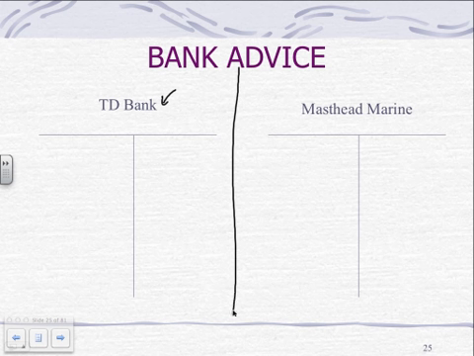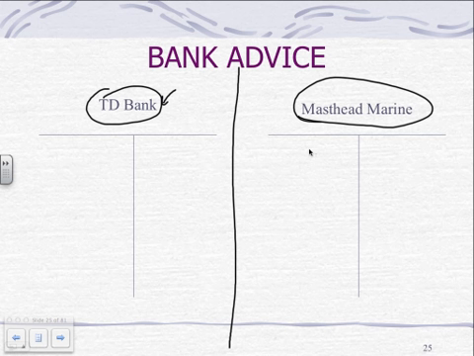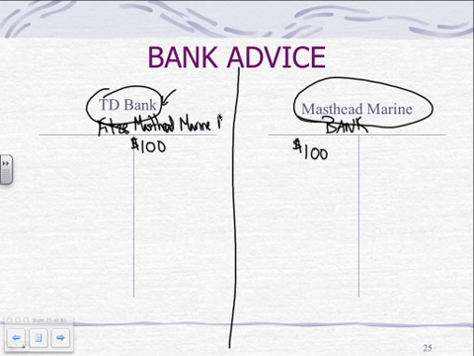So each party here has their own account. So for example, the Toronto-Dominion Bank has an account for you. And we're Masthead Marine. So let's pretend we had $100. We received $100 from a customer today. So if this was our bank account, we would debit our account $100. However, when we put it into the bank, they would have an account for us, and let's call this Masthead Marine.